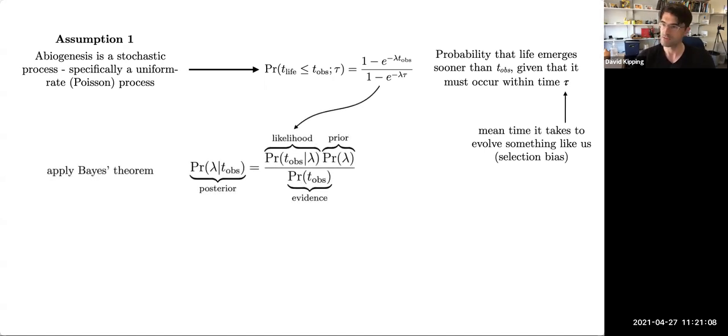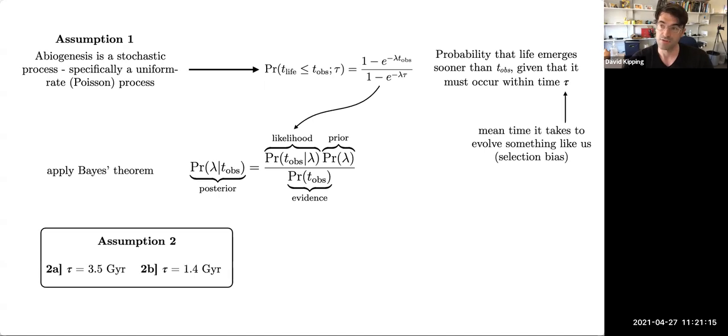So they apply Bayes' theorem, very familiar, won't go through this. It's a posterior, there's that likelihood function. And now we get into their other assumptions. Assumption 2 is, what do you do for this tau thing? What is the evolutionary timescale? And they really got stuck here. They didn't know what to do with this. They just pretty much assumed two fiducial numbers, 3.5 billion years, which is roughly how long it took on the Earth, and then a much more optimistic 1.4 billion years. But they really are fiducial choices.